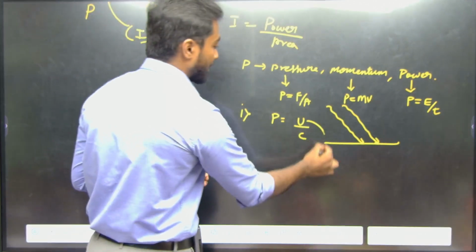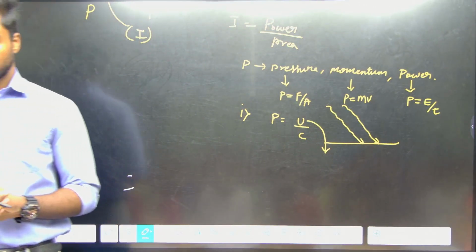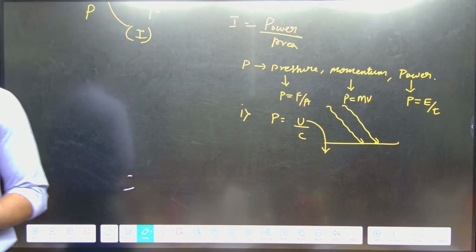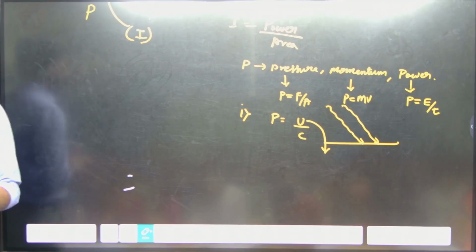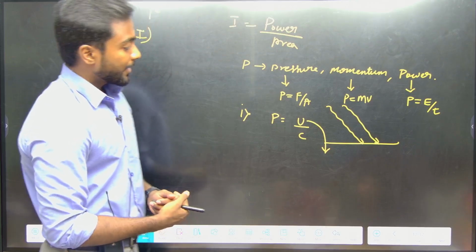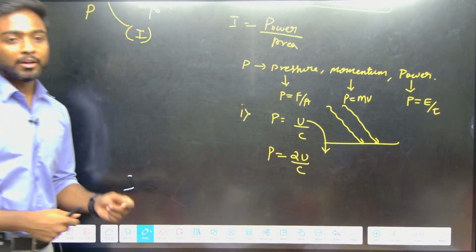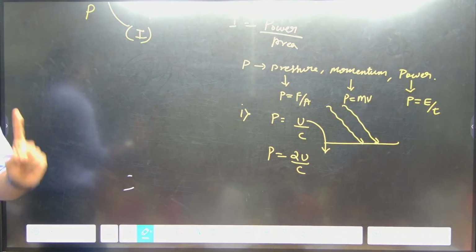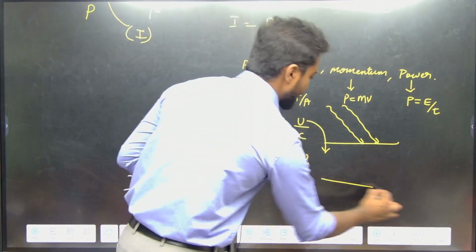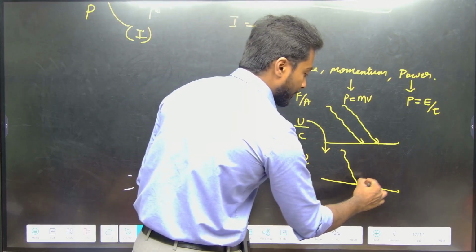U is nothing but energy. And for complete radiation, P is equal to 2U by C. For complete absorption, it is U by C. For complete radiation, the wave is coming and hitting the material and returning back.